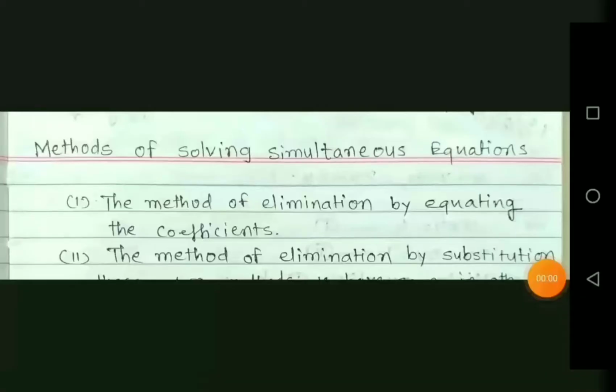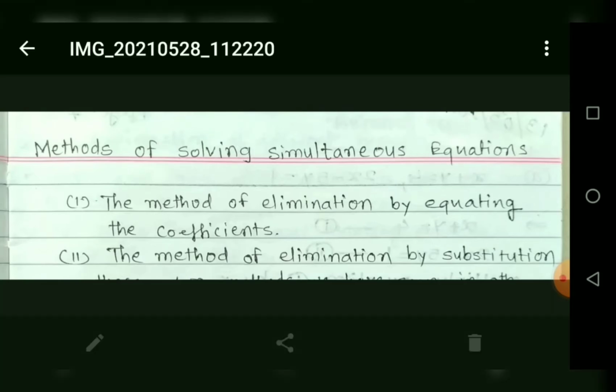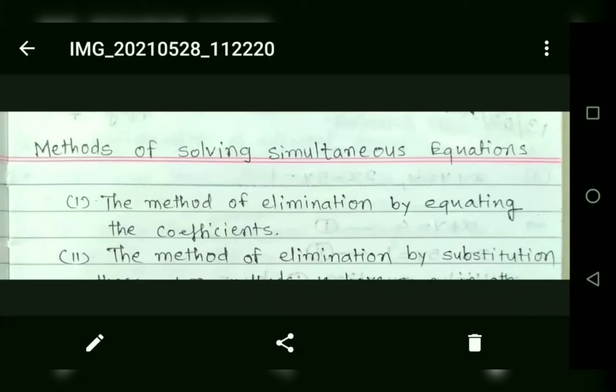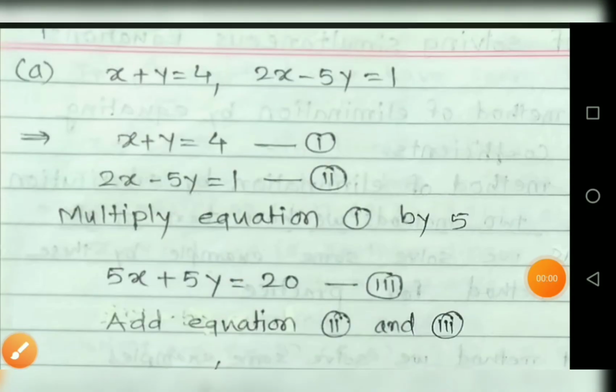After the introduction of simultaneous equations, we are learning about methods of solving simultaneous equations. There are two methods we have seen in the ninth standard: the method of elimination by equating the coefficients, and second, the method of elimination by substitution. Now we are learning how to solve simultaneous equations by the first method, that means elimination by equating the coefficients.